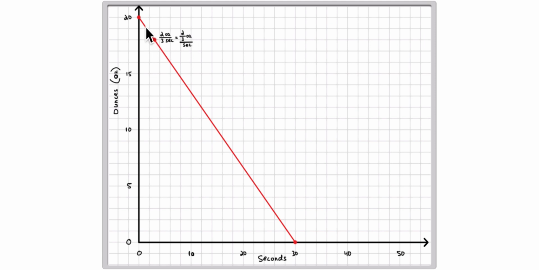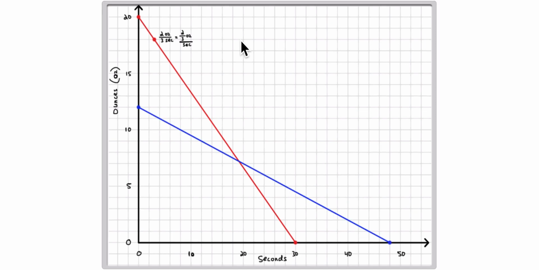So you go back here to 1 second. We're going to do that in a little while. You see that he drank 2/3 of an ounce right there in that 1 second. A little bit hard to see.